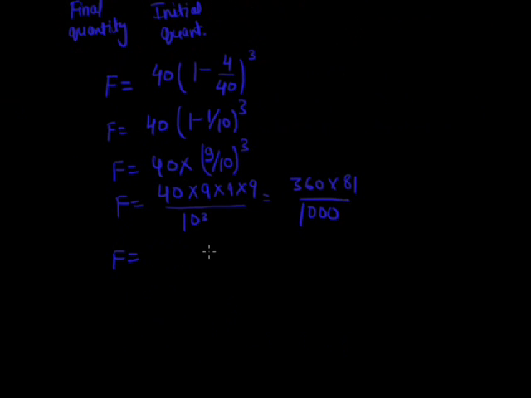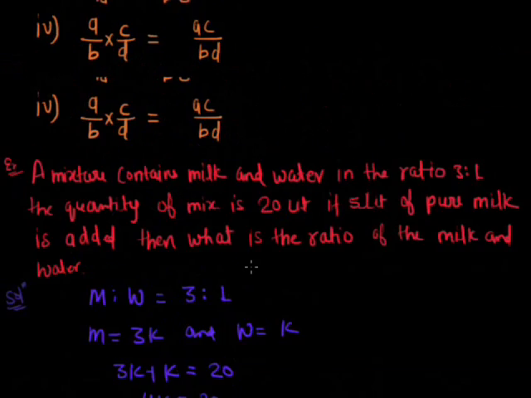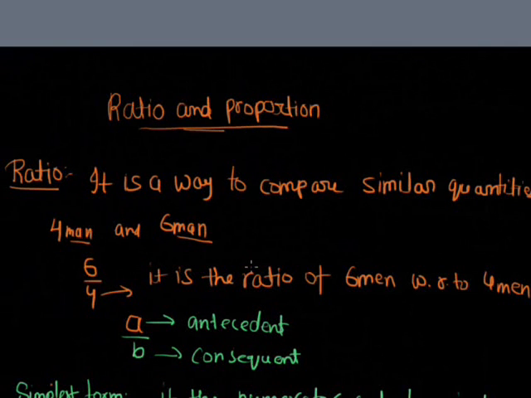F is equal to 360 into 81. 1 into 6, 6, and 3 into 1, 3, and 8 into 6, 48. 48 plus 3, 51. There is 1, 5, 24 plus 5, 29 upon 1000. So F is equal to 29.16 liter. Okay, this is the final quantity. So we can solve these types of problems. We have studied about ratio. In the next class we will study about proportion. Thank you.